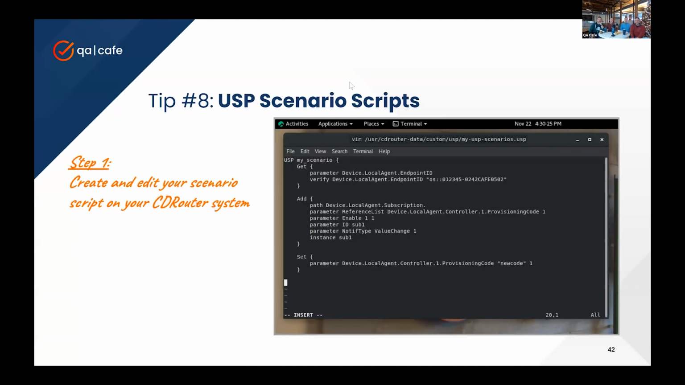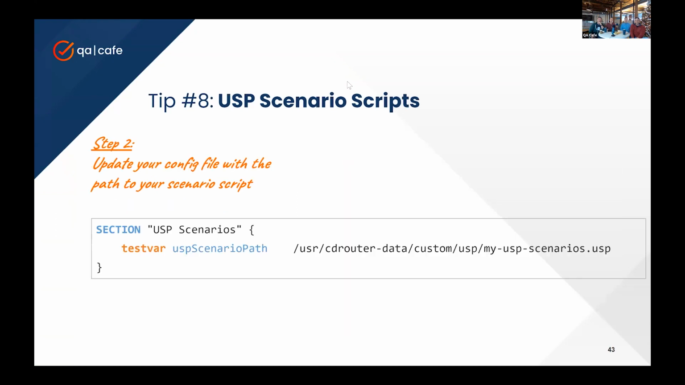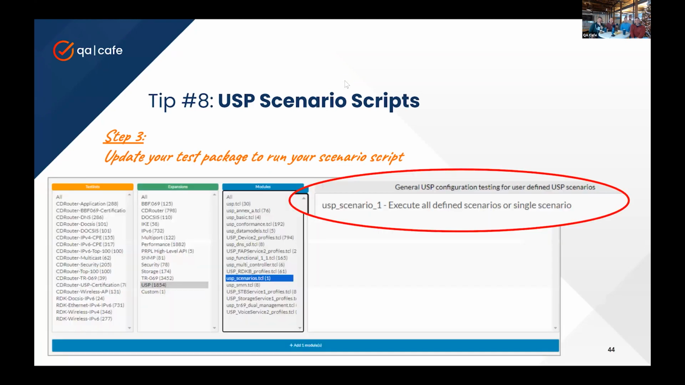so we'll explain all of the details so you can start writing your own scripts. To get started, you need to connect to your CDRouter system, the NTA 1000 platform, edit a file, and start entering in the contents of your script. Once you've saved that, you edit your config file, and you'll need to uncomment the USP scenario path and give it the location of your script that you just edited on the system. Tell it how to find that script. And then the script will be run by this USP scenario 1 test.